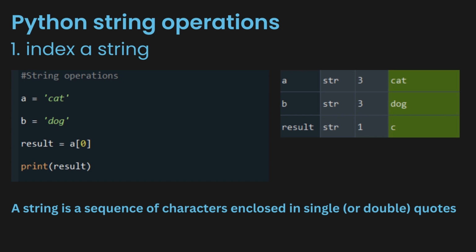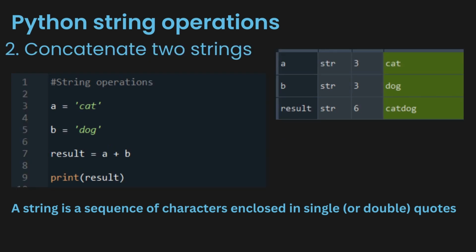Now, for instance, if you want to index a string, you have a equals "cat" and b equals "dog". Now the result equals a indexed at the first letter, which is C, and if you print the result you'll get C from the cat. In Python, indexing starts from zero, and if you would like to get the T from the cat, you would have to use the number two.